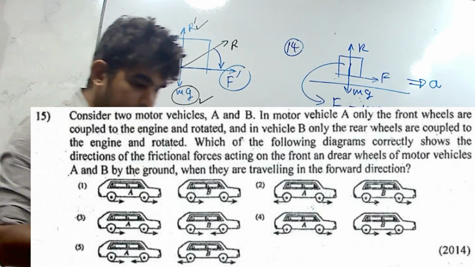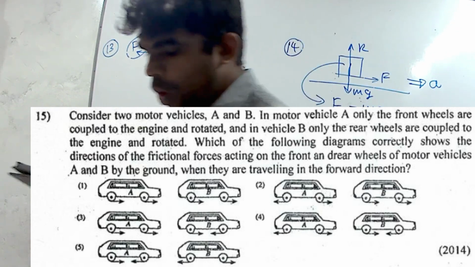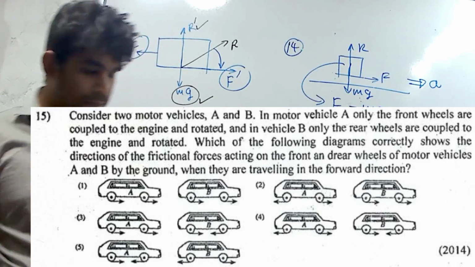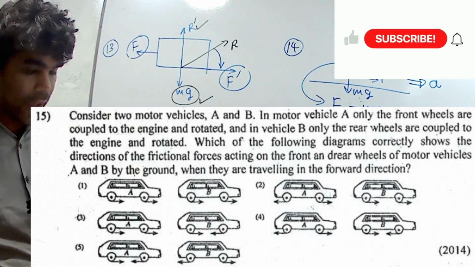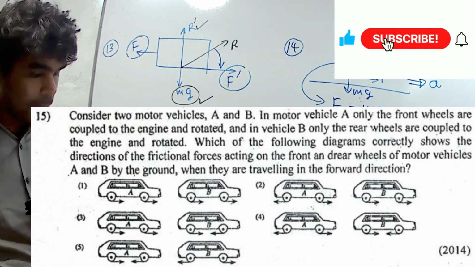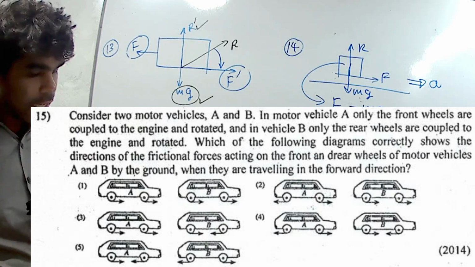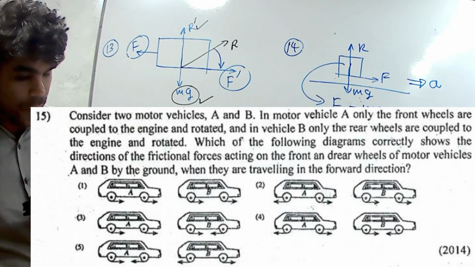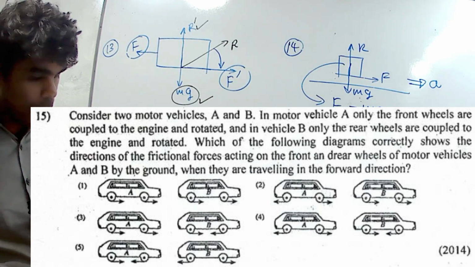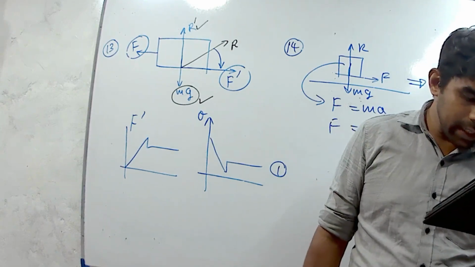15. Consider two motor vehicles A and B. In motor vehicle A, only the front wheels are coupled to the engine and rotated. And in vehicle B, only the rear wheels are coupled to the engine and rotated. Which of the following diagrams correctly shows the direction of frictional force acting on the front and rear wheels of motor vehicles A and B by the ground when they are traveling in the forward direction.